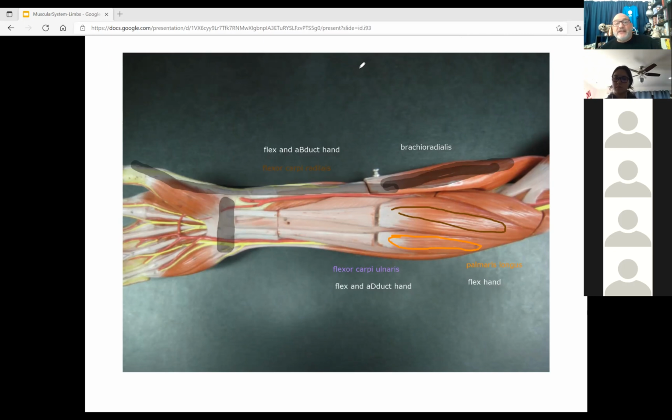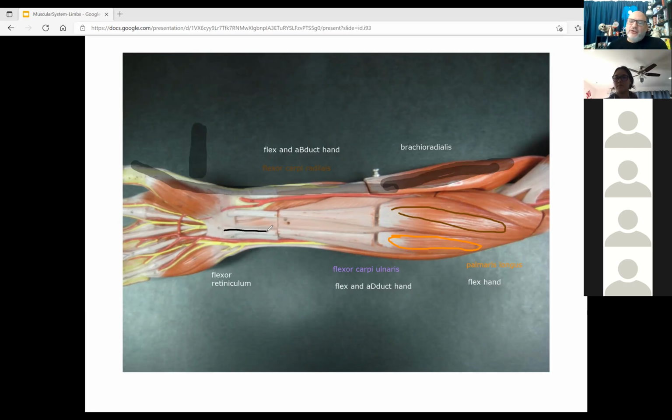Any idea what that structure might be? The flexor retinaculum. And again, I don't care how you pronounce it as long as you spell it correctly. Exactly, the flexor retinaculum. And that flexor retinaculum helps to stabilize the tendons in place. But notice the tendon of the palmaris longus is above it. So typically that palmaris longus tendon always sticks out.